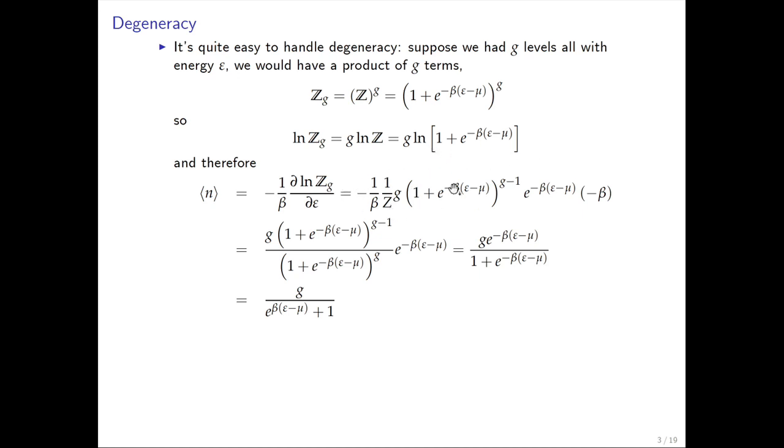Well, we can take the partial derivative of this. We use the usual rules, and it's just a little bit of algebra. You'll see this simplifies quite easily to just G times the mean occupation number as if there were no degeneracy. So it's very, very simple, right?